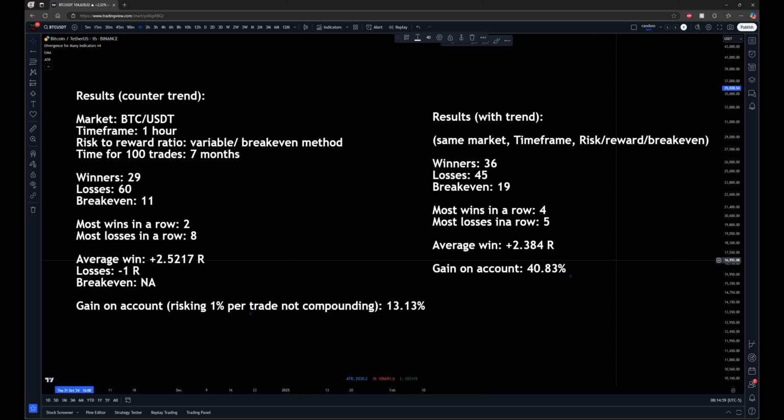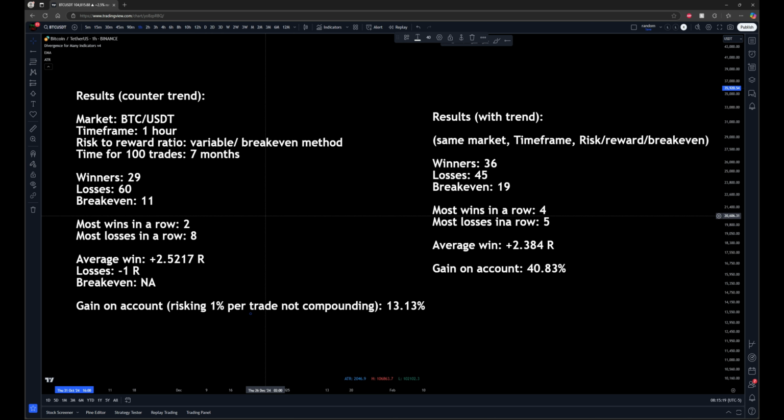All right, so here's the results, and I have the comparison on the right to the result with the trend following method. First, counter trend results, giving it the best possible chance by putting it in a range. I did not give the trend following method the same treatment.